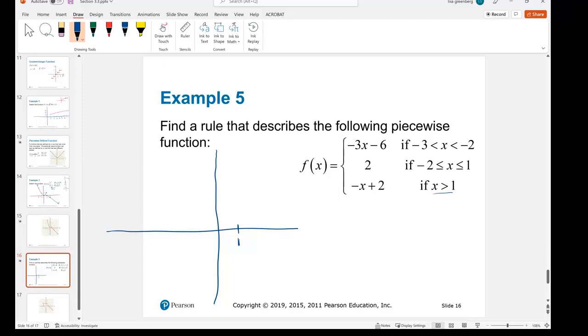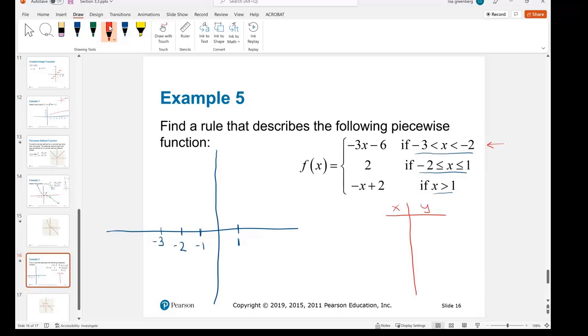And then this is between -2 and 1. So let's go -1, -2. And the top one goes between -2 and -3. It doesn't continue into negative infinity because I don't have anything defined at -4 or -5, right? So we don't go past -3. Let's start at the top.